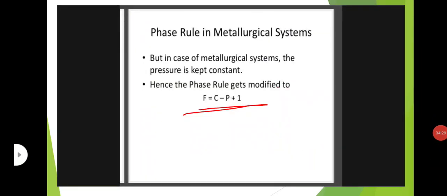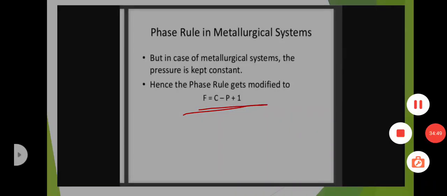And phase rule in metallurgical systems. In metallurgical systems, the pressure is kept constant. Hence the phase rule gets modified to F = C - P + 1. Okay, this is the modified phase rule for metallurgical systems.